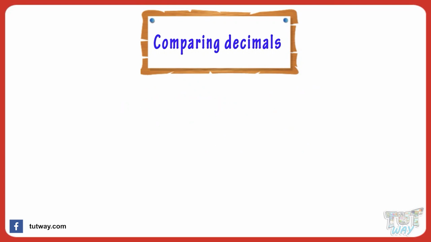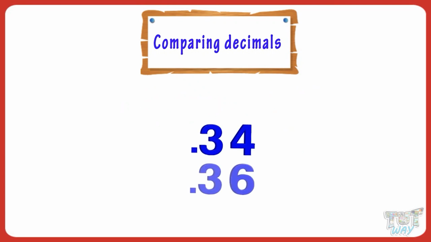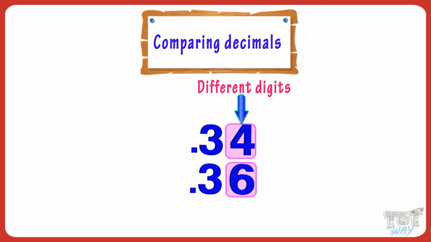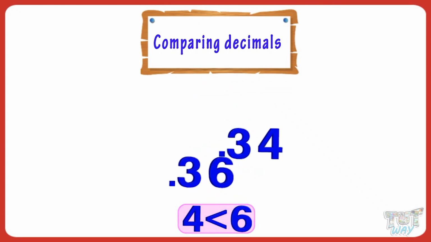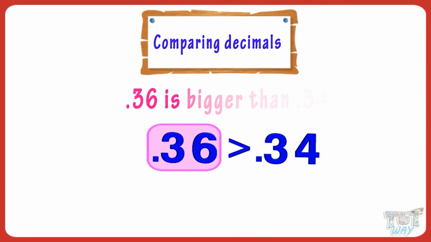Now let's take another example. Let's compare 0.34 and 0.36. We have to start at the left and look for the first place where the digits are different. And here, the digits at hundredths place are different. So comparing 4 and 6, we get 0.36 bigger than 0.34.